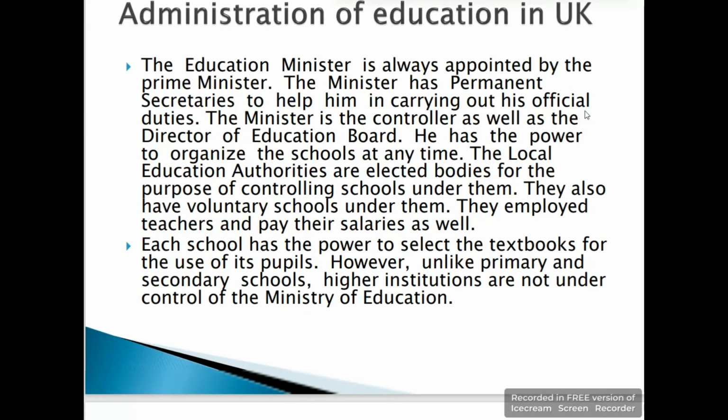Regarding administration of education in the UK, the education minister is always appointed by the Prime Minister. The minister has permanent secretaries to help him carry out his official duties. The ministry is the controller as well as the director of the educational board. He has the power to organize the school at any time.